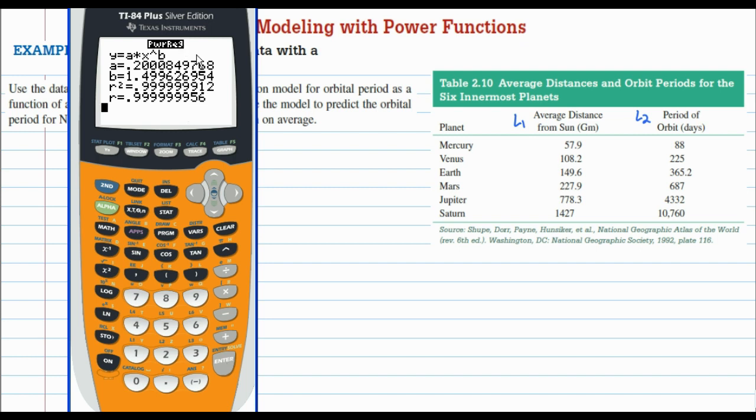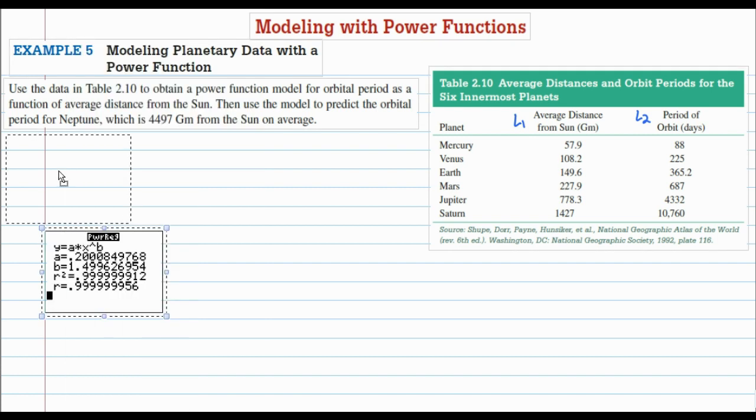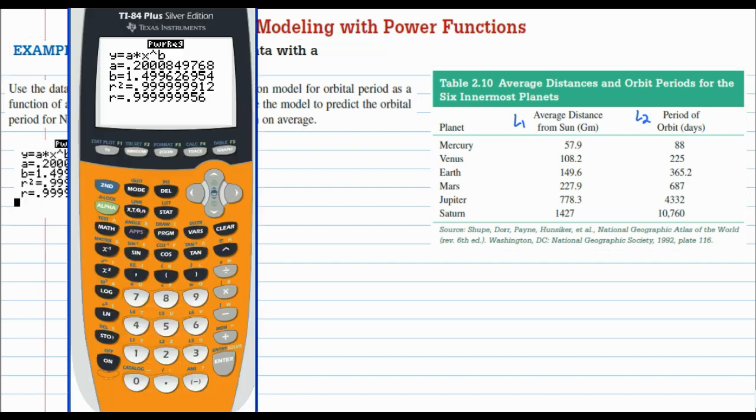So there's my regression equation. As you can see, my R value is extremely strong. This will be very close to my data points. So I'm going to go to second stat plot, turn that plot on, zoom 9, and I can see my points that I've plotted as well as the power regression that I just came up with.